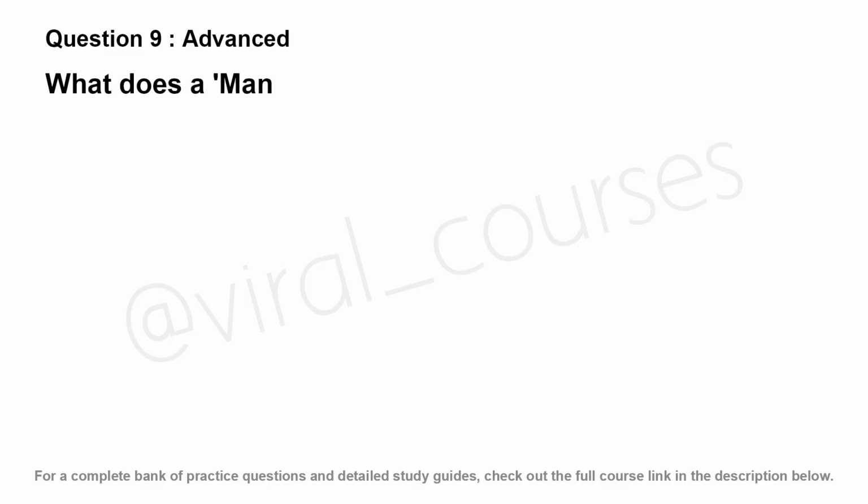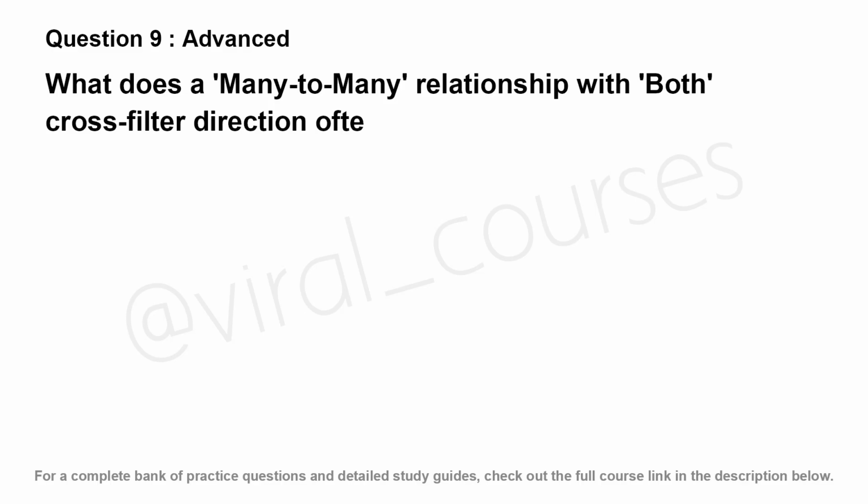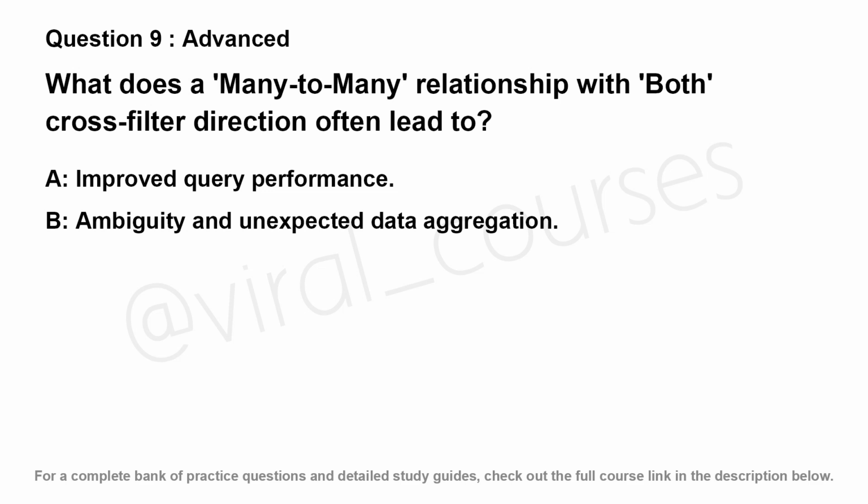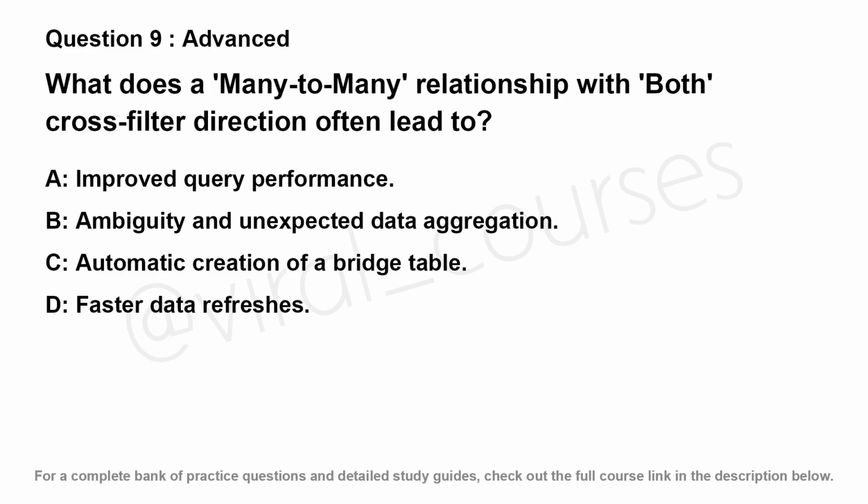What does a many-to-many relationship with both cross-filter direction often lead to? Option A. Improved query performance. Option B. Ambiguity and unexpected data aggregation. Option C. Automatic creation of a bridge table. Option D. Faster data refreshes.